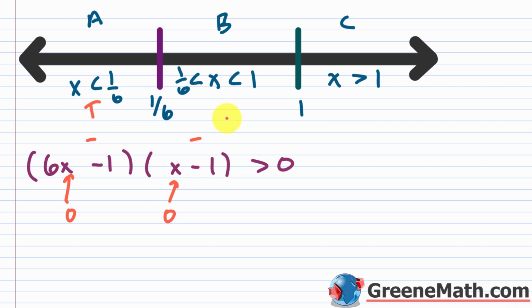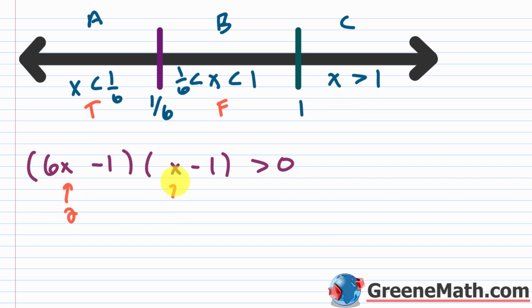Then coming over here, I need to pick something that is between 1 over 6 and 1. So this one is a little bit tricky. Let's maybe pick 1/2. So let's plug in a half there and a half there. This one's easier to do. A half minus 1 would be negative a half. So let's put minus there. We know that's going to be negative. Here, 6 times a half would be 3. 3 minus 1 would be 2, so this is positive, right? So positive times negative is going to give me a negative, and a negative is never going to be greater than 0, so this is going to be false. For C, let's just pick positive 2.